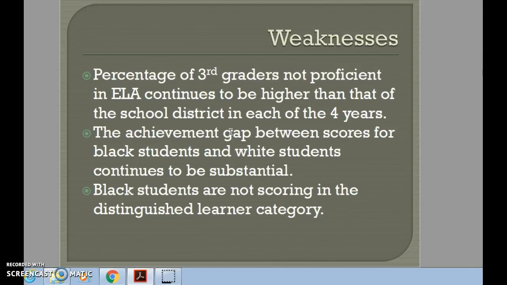Some weaknesses that we can discover from that data are that the percentage of third graders not proficient in ELA continues to be higher than that of the school district in each of the 4 years. The achievement gap between the scores for Black students and white students continues to be substantial. Black students are not scoring in the distinguished learner category.